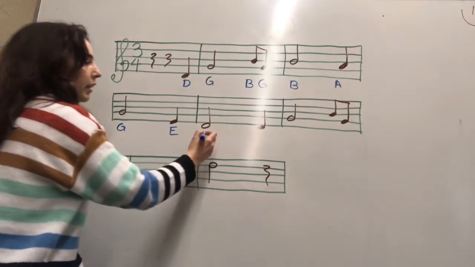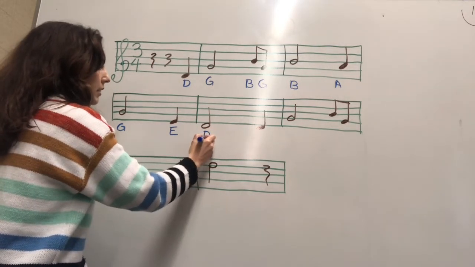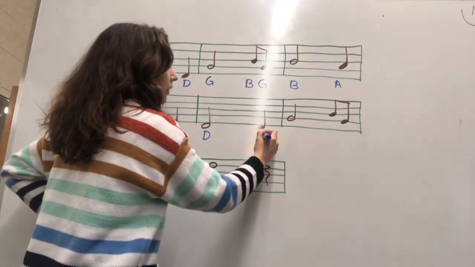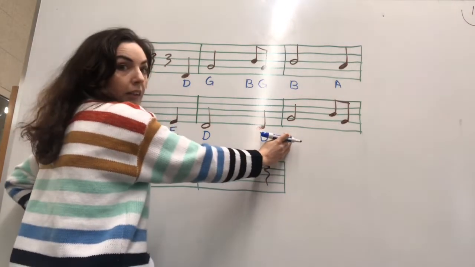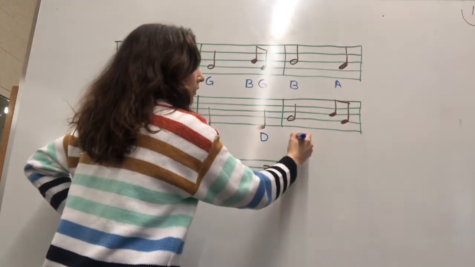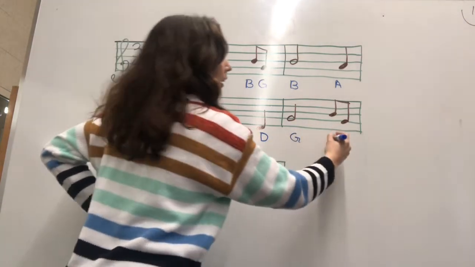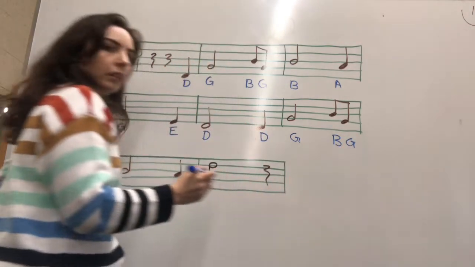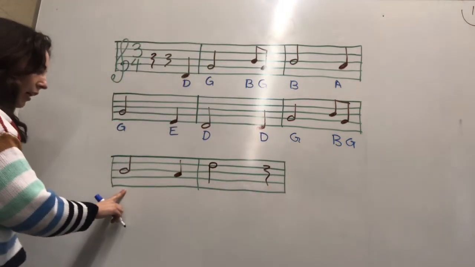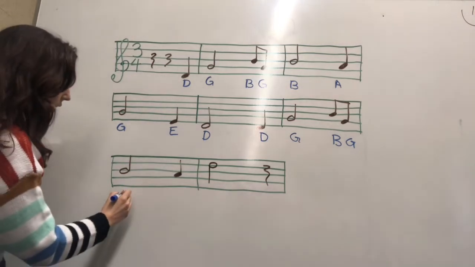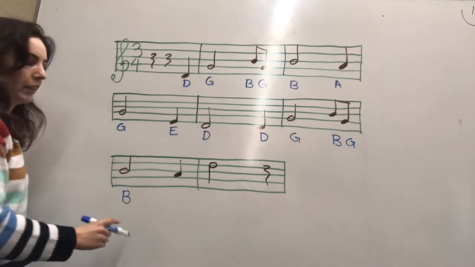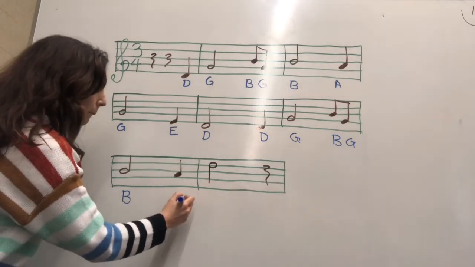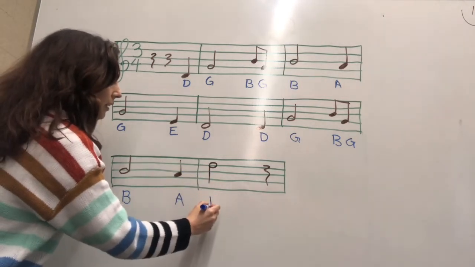This next note right here, that's D. Then we have another D right here. G again. Another B to G. Down here we have another B. Right here is A. Right here is D.